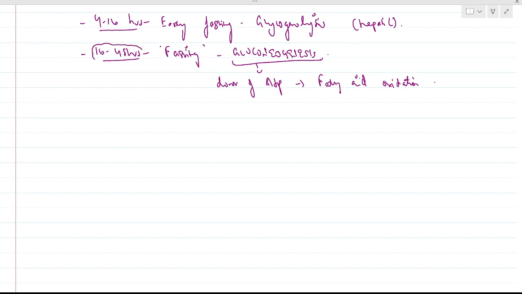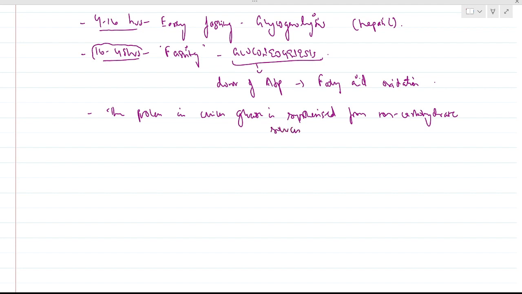Proceed with the definition of gluconeogenesis. This is the process in which glucose is synthesized from non-carbohydrate sources. Very important word, non-carbohydrate sources. Synthesis of glucose in the fasting phase of 16 to 48 hours from non-carbohydrate sources.